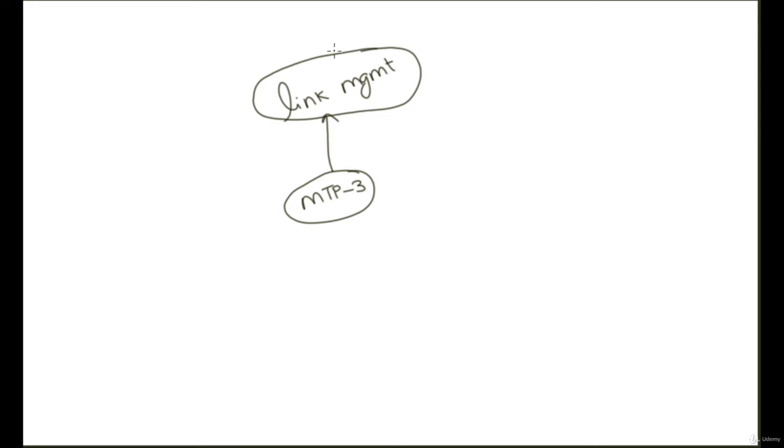MTP3 layer functions mainly include these three functions. Let us recapitulate. MTP3 has mainly these three responsibilities. Number one is link management. Link management, as we saw, includes link activation, deactivation, link set activation, and dynamically moving links from one link set to another link set. It happens in the link management functionalities of MTP3.